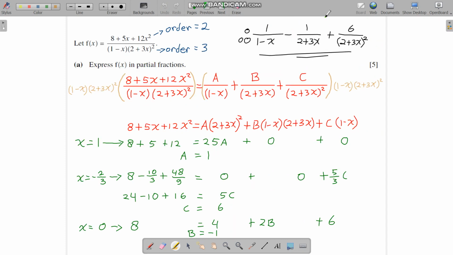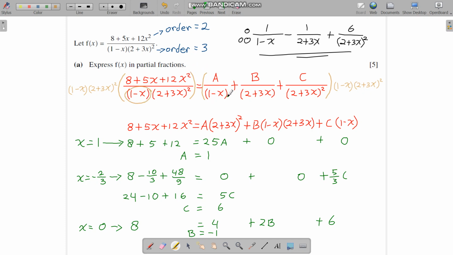Next question. Express in partial fractions, check the order. X squared, order is 2. And here we have 2 plus 3x all squared. So this means we have 9x squared and so on. 9x squared times x, we have 9x cubed. So we have the order 3 for the denominator. So it's proper. Proper means you just have to do the partial fractions decomposition.